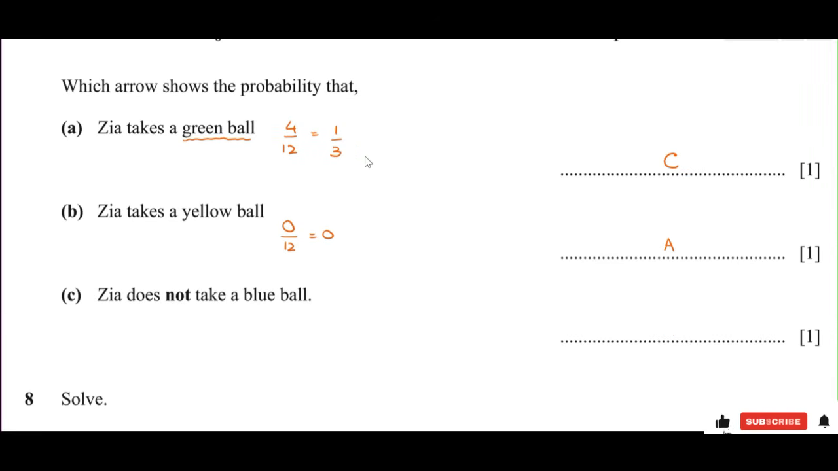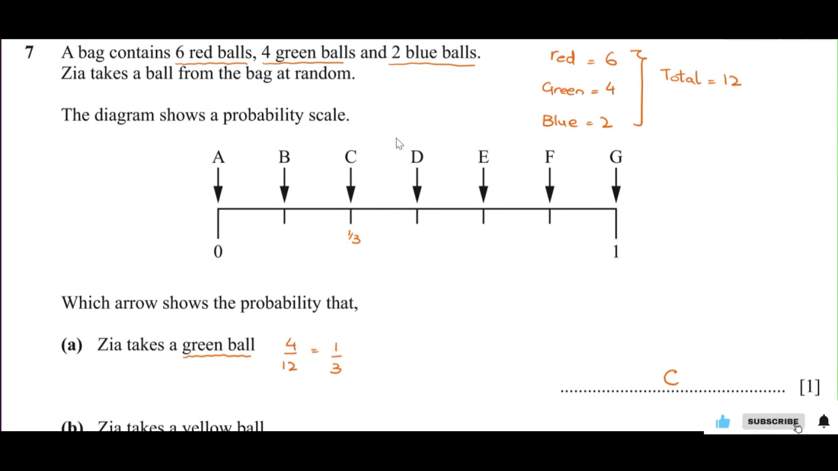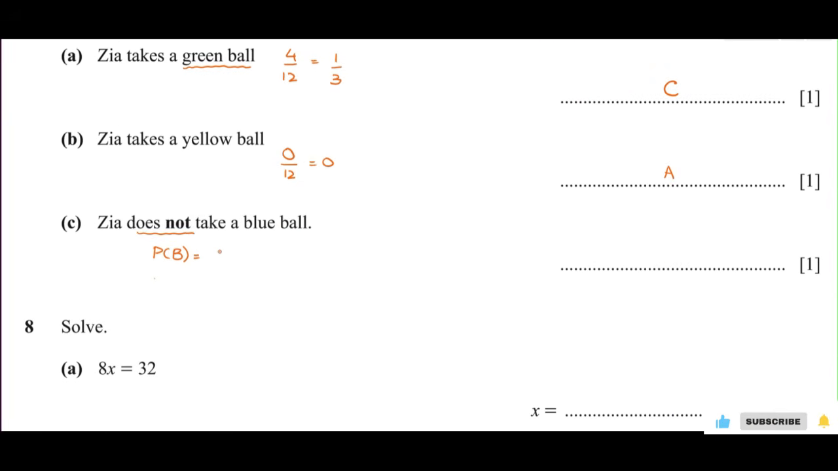Okay, now for part C, Zia does not take a blue ball. So first we need to find the probability for the blue. What is the probability of blue? How many are blue? 2 are blue out of 12. 2 balls are blue out of 12 balls. It means 2 times 1 is 2, 2 times 6 is 12, right?